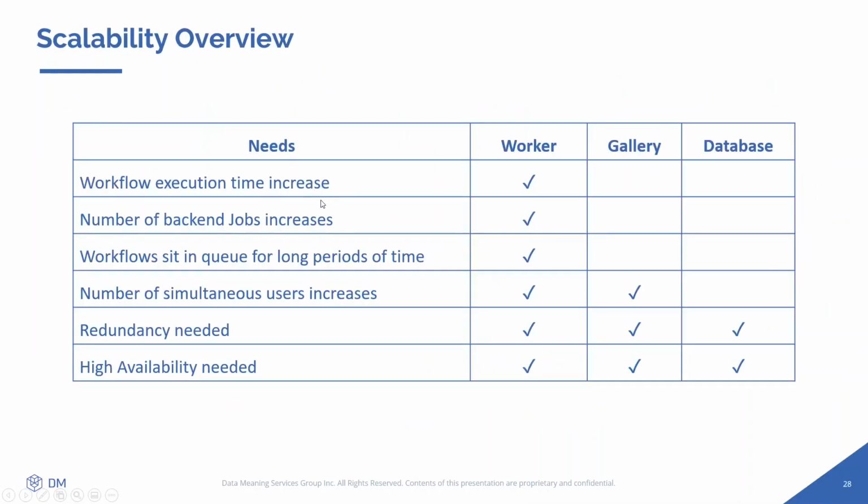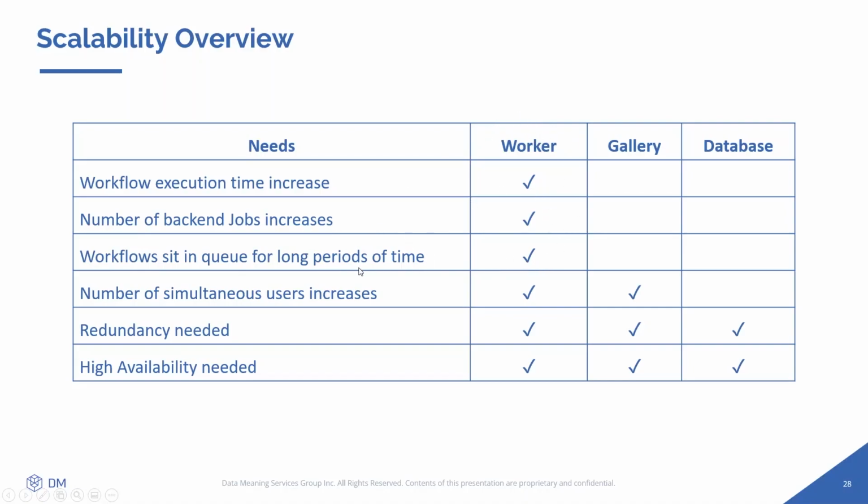This table will give you an overview on how you're going to scale depending on your needs. So if the workflow execution times increase, you're going to need more workers. Also, if you have a lot of workflows, a lot of scheduled jobs running in the background, you're going to need more workers for that. Or if the workflows sit in the queue for long periods of time, all those three demands we can handle with more workers.